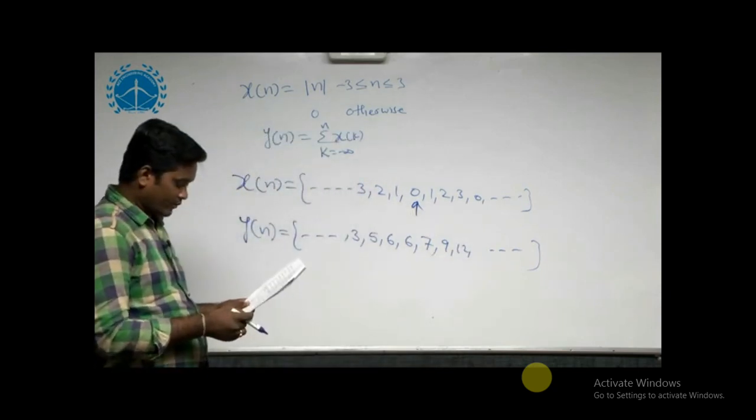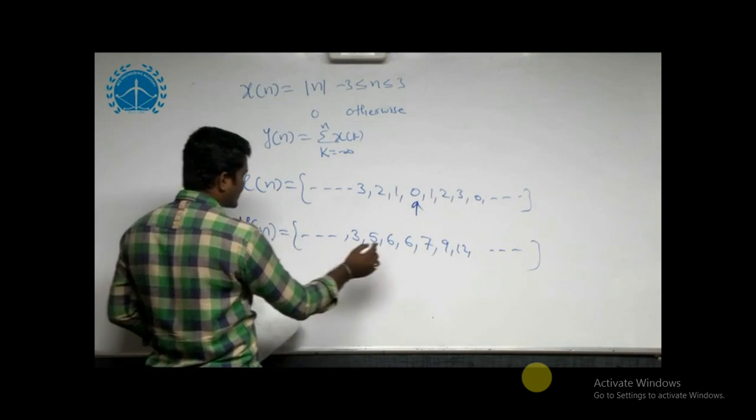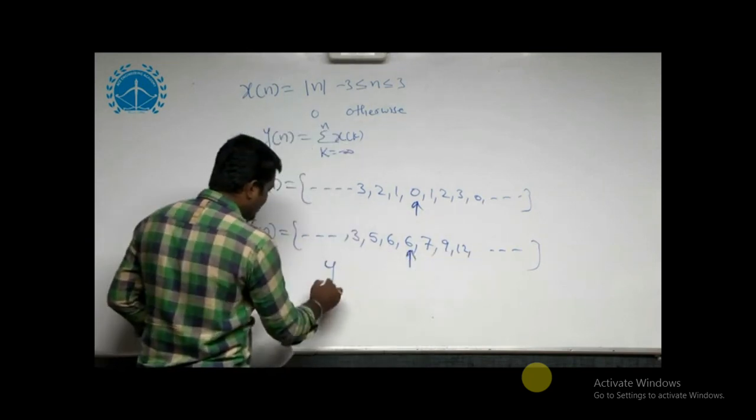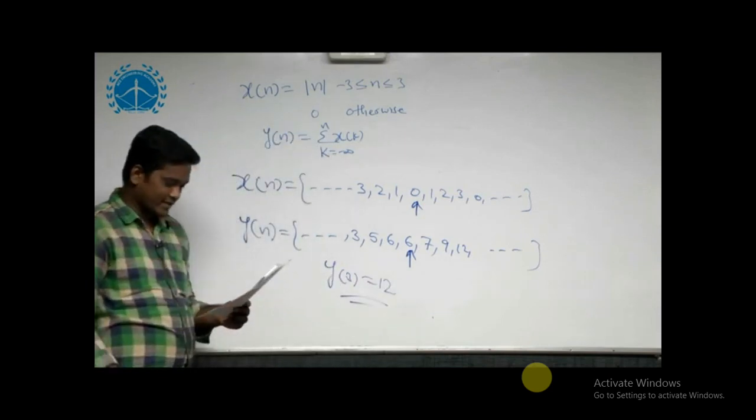So now the question is, what is the value of y of 3? So this is the 0th time index. This is 1, this is 2, this is 3. So now y of 3 is equal to 12. This is the right answer.